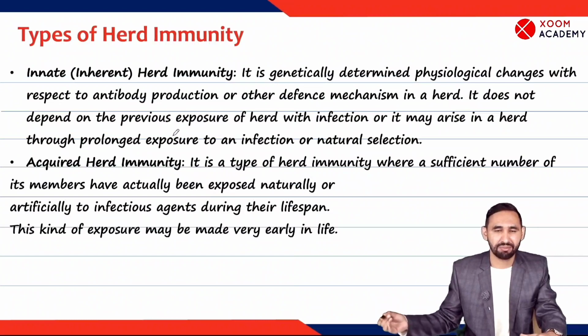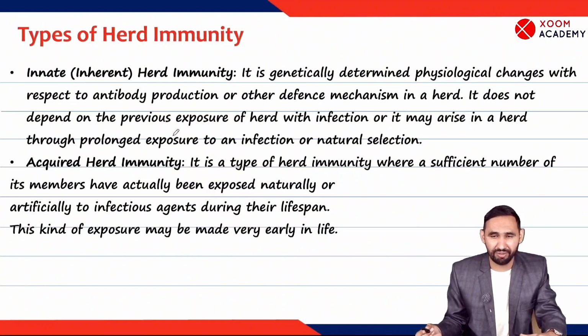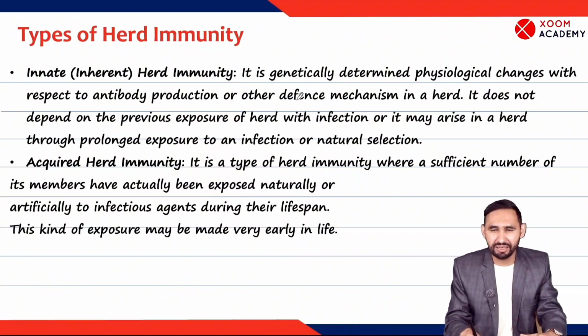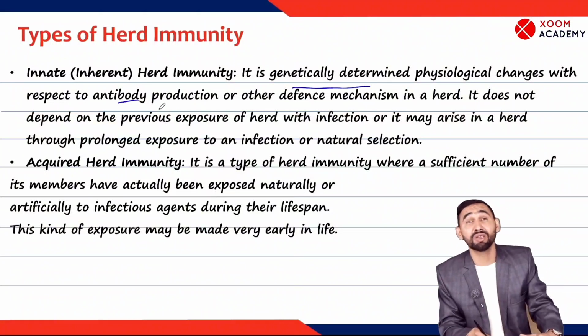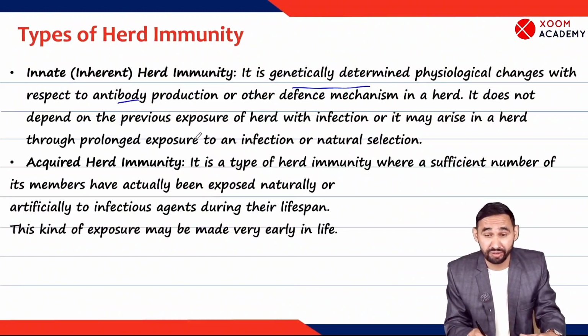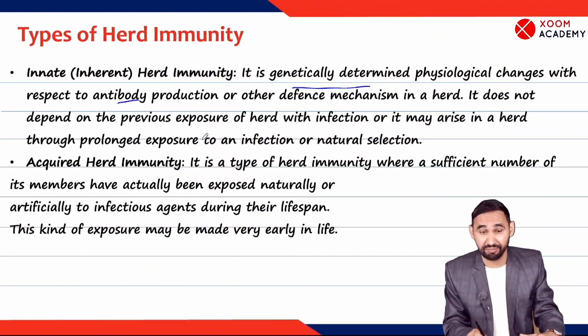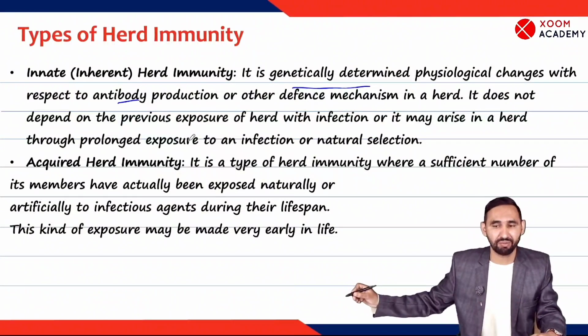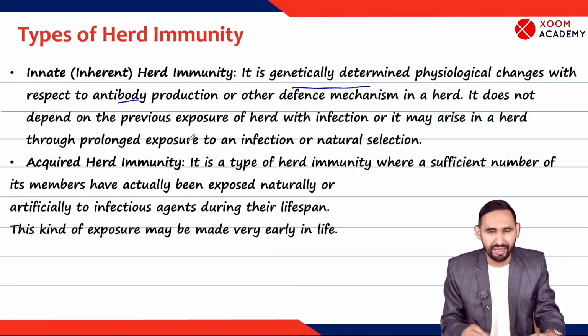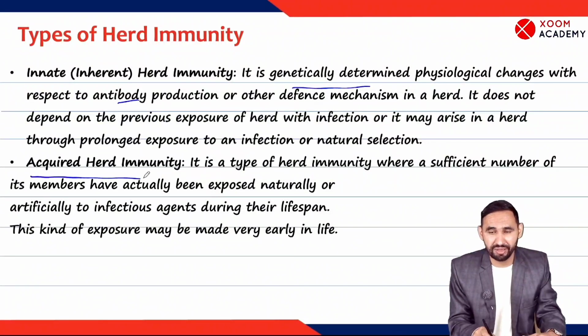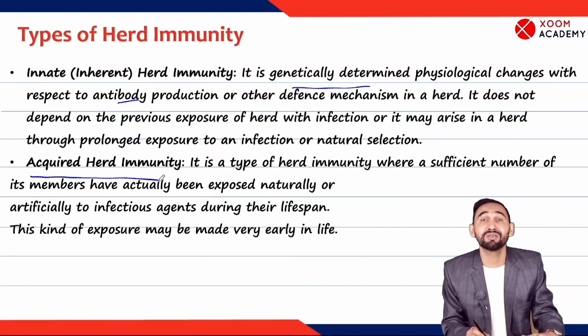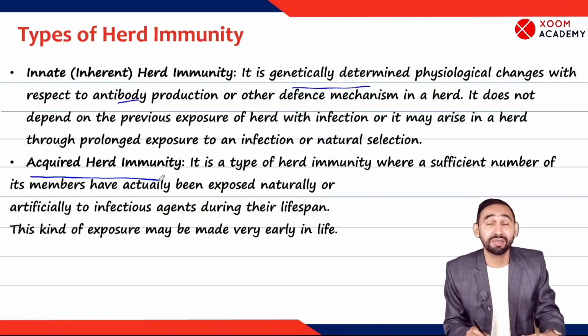There are certain types of herd immunity, like innate herd immunity. That is automatically achieved. It is determined by physiological changes with respect to antibody production, where antibodies are produced or other defense mechanisms. It does not depend on previous exposure. It doesn't depend on vaccination. The other type is acquired herd immunity. How is it acquired? Through vaccination, through repeated infections.